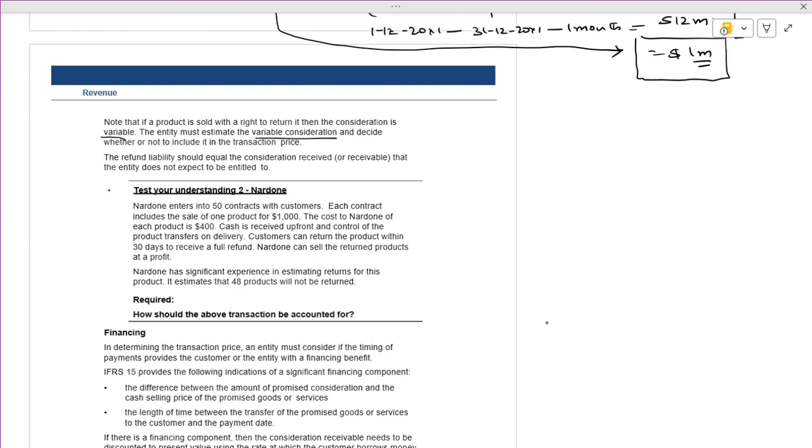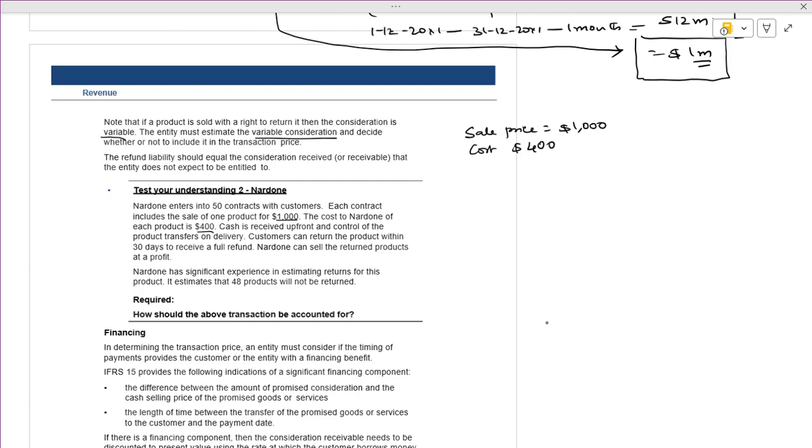What does the second one say? Norton enters into 50 contracts with customers. Each contract includes how much? Price is 1,000. The cost to Norton is how much? 400. See, what is the sale price? Sale price is 1,000. Cost is 400.